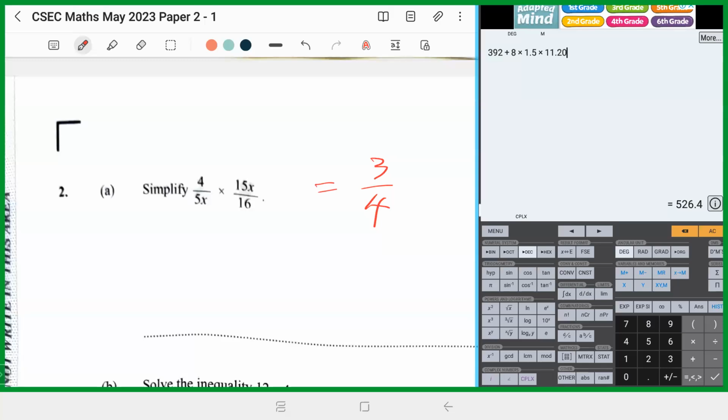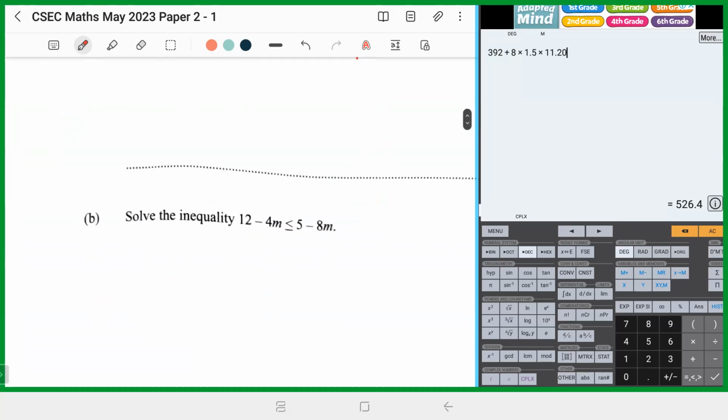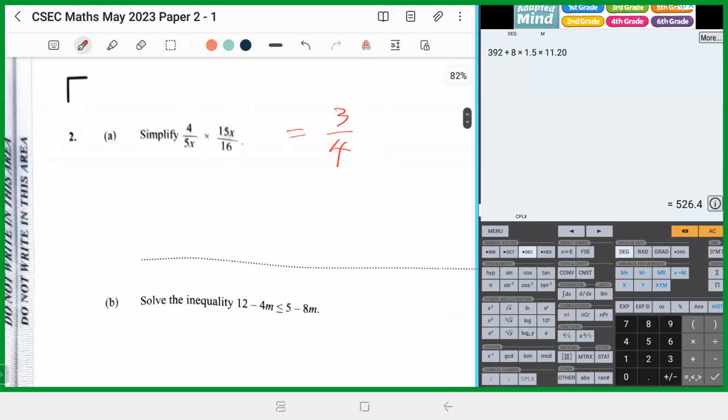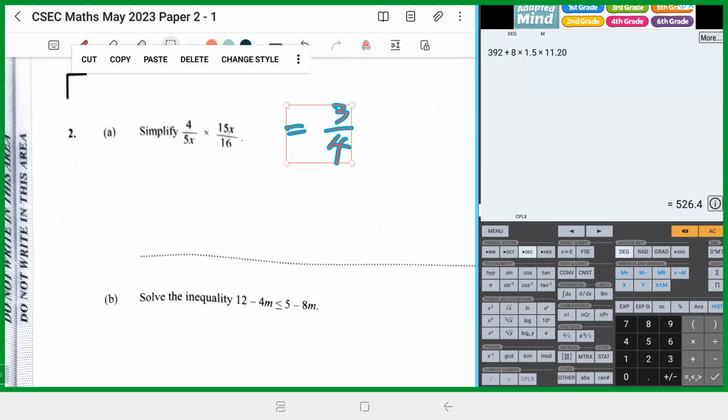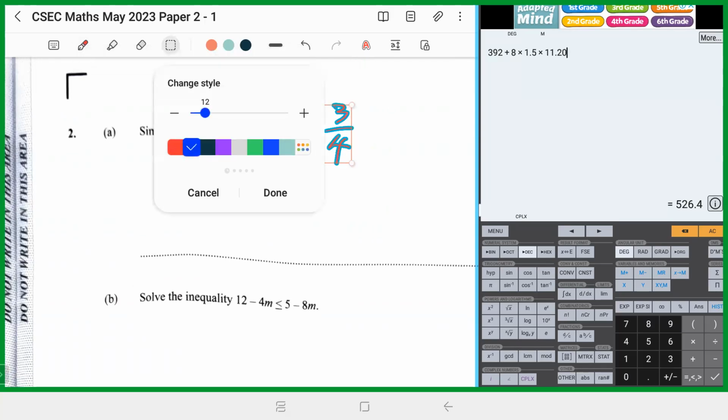Remember, this into this is 3 times, and this into this is 4. So it's 3 over 4. That is correct. That is 3 over 4, the answer. Next question. It wants us to, let me change the color of this thing. Let's change the color to blue.